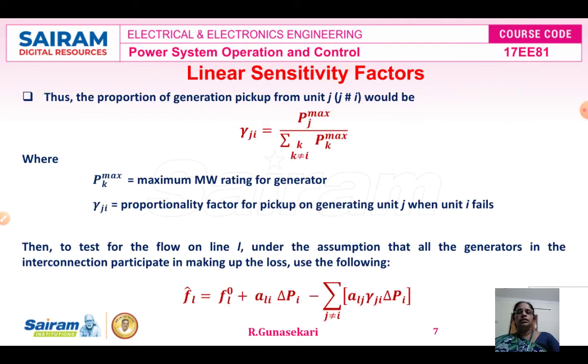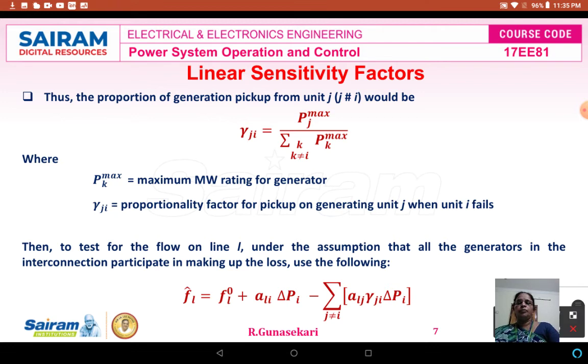Dear students, up to this, the F_L vector equals F_L naught plus A_LI del P_I minus the summation over J not equal to I of A_LJ gamma_JI del P_I. Up to this, that is nothing but the generation shift sensitivity factors. The question will ask you to explain the generation shift factors with the help of a flow chart. Up to this you have to write down. This is an 8 mark question, maximum 10 marks. So up to this you write, and then you draw the flow chart. Later we will see the flow chart.